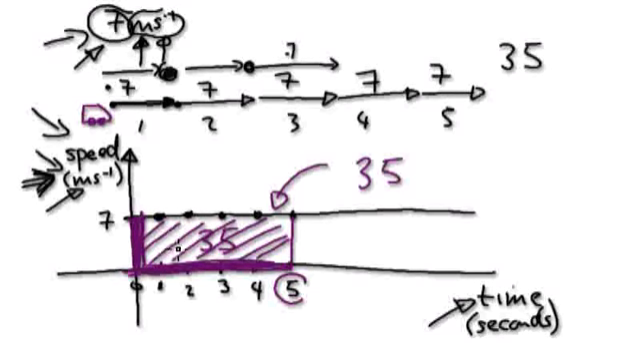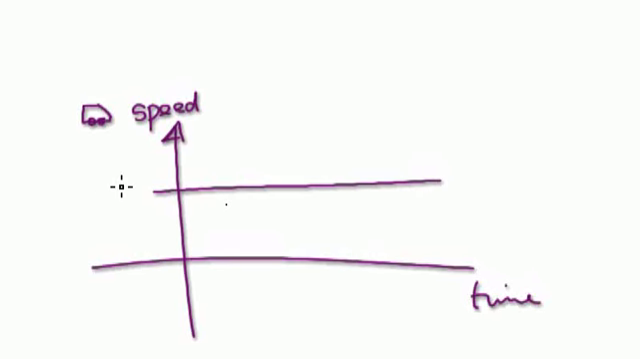If you want to know how far he traveled after, let's say, 7 seconds, hang on, let me clear this. So if you want to know how far he's traveled after 7 seconds, draw yourself a speed time graph. Because he's always traveling at 7 meters per second, your graph will look like this. Speed, you need a unit. It's normally in meters per second. Time is normally in seconds.